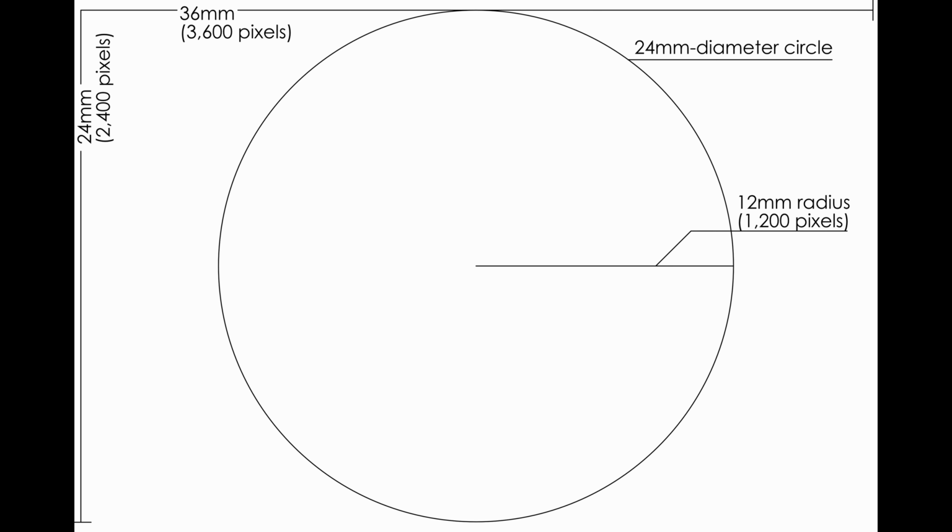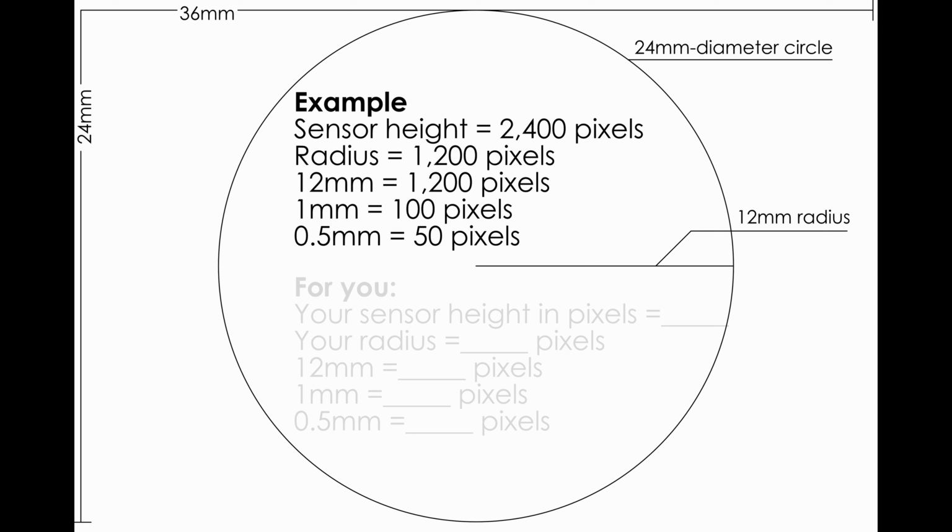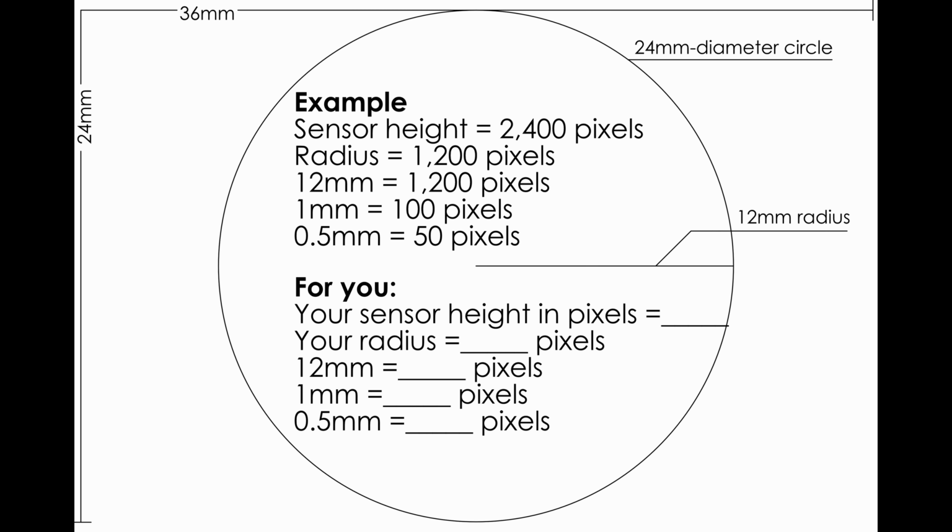Step 3, we know that a full-frame image sensor is 24 millimeters high. Coincidentally, and by design, that's the same height as the image circle. So if you take the height of your image in pixels, half of that number of pixels is a 12 millimeter line. So let's say that you have a 24 millimeter image circle that is 2400 pixels high. 1200 pixels high is half of that.